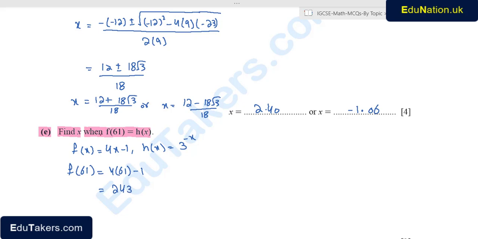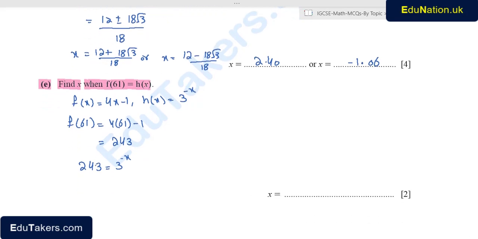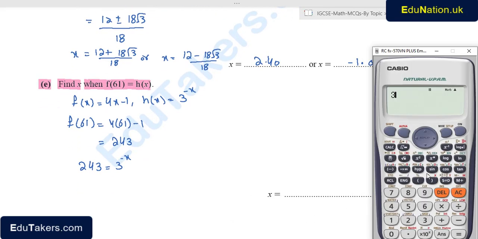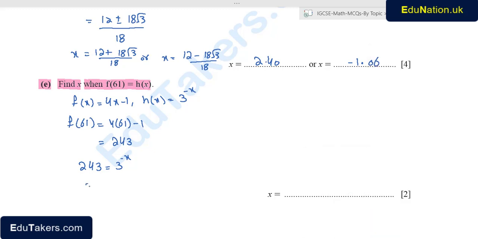And given that f of 61 is equal to h of x, from this 243 is equal to 3 raised to power minus x. Now 243 is 3 raised to power 5. So 3 raised to power 5 is equal to 3 raised to power minus x. If base is same, then powers are equal. So from this minus x is equal to 5 and x is equal to minus 5.